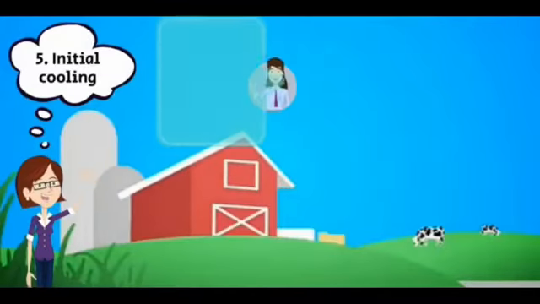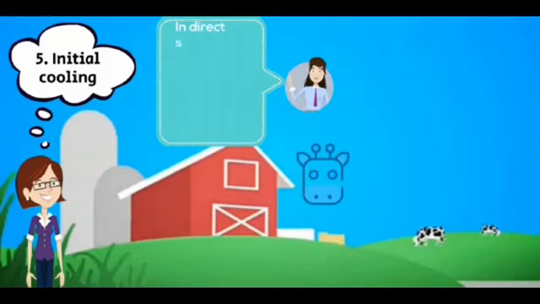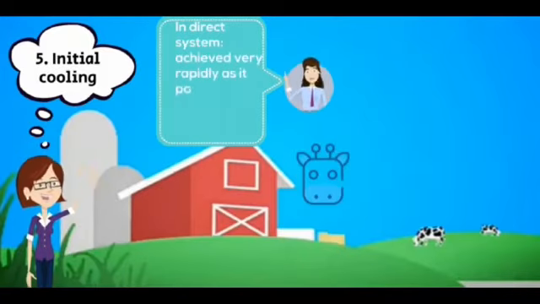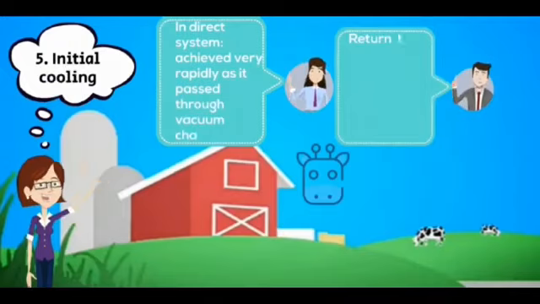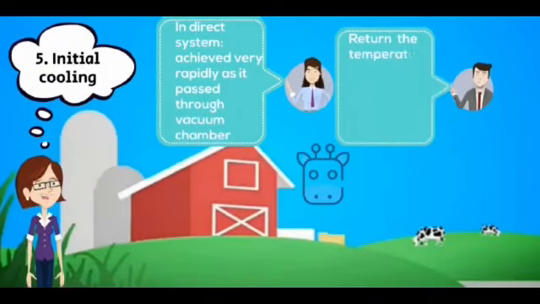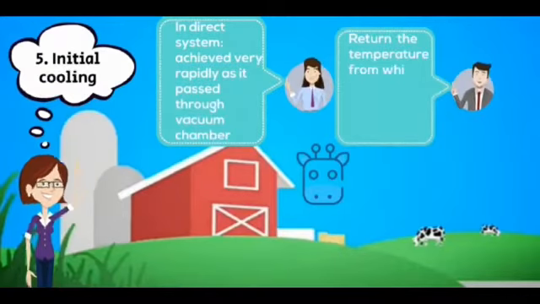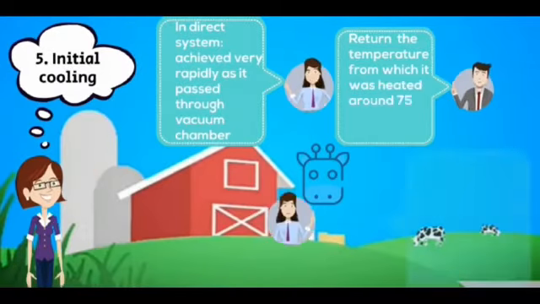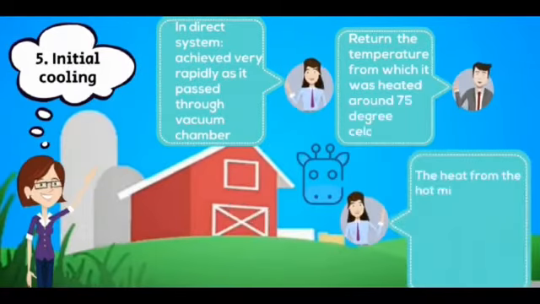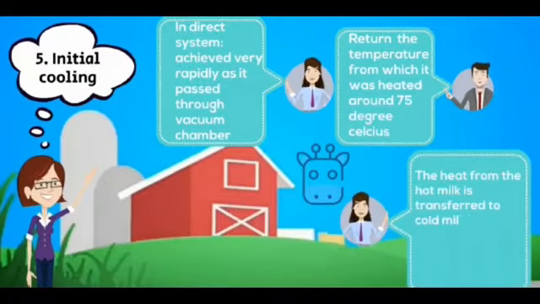Step 5. Initial cooling. The initial cooling of the product in direct system is achieved very rapidly as it is passed through a vacuum chamber which removes the water condensed into the product. Then, it returns the temperature of the product to close to the temperature from which it was heated, usually around 75 degrees Celsius. In the final cooling step in direct system and in both cooling steps in indirect system, the heat from the hot milk is transferred to the cold milk in the preheating or heat regeneration step.